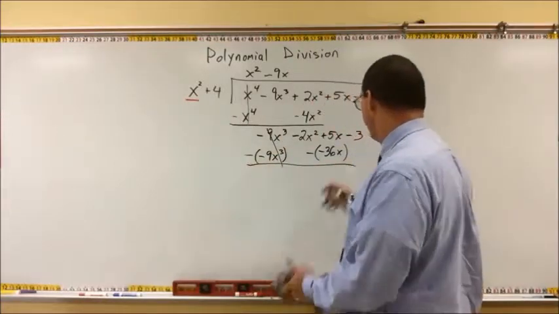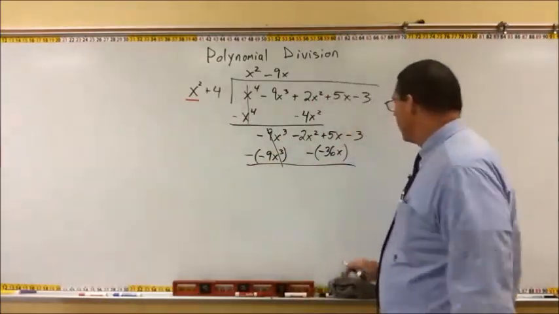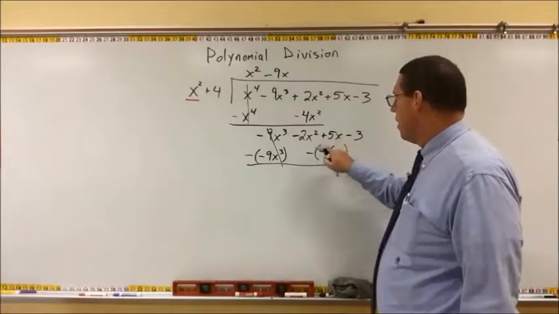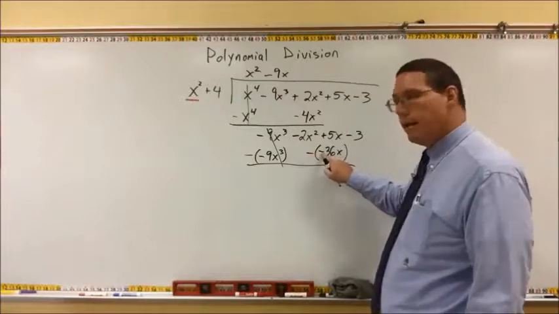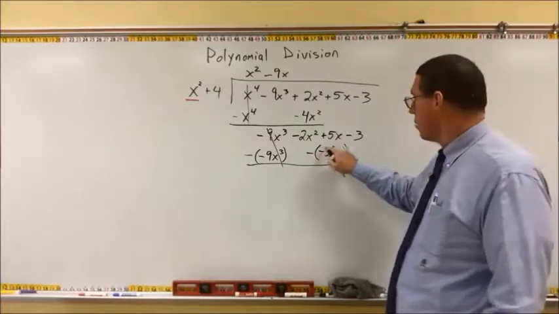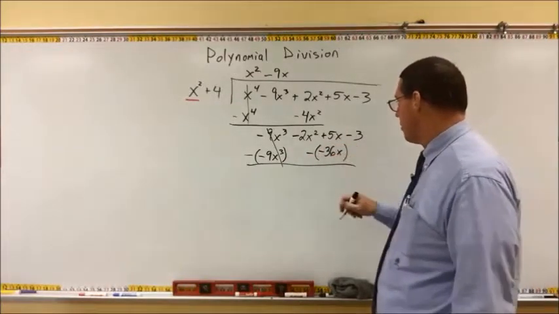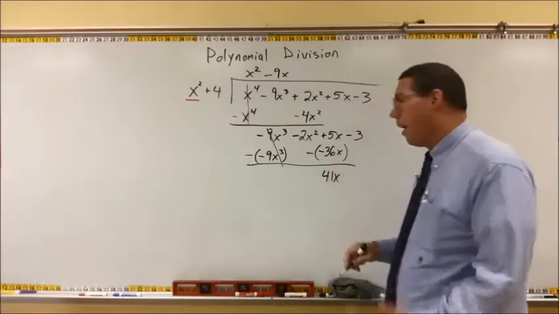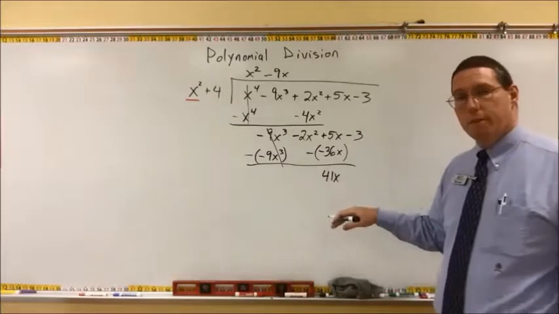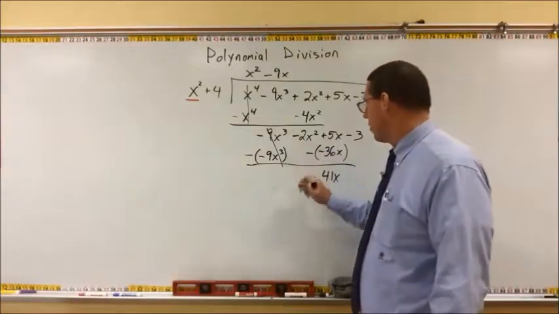Let me draw this line. And then here, it's going to be 5x minus negative 36x. Well, minus negative, again, means plus, right? So it's like 5x plus 36x, which would be 41x. Now we're going to carry down everything that we didn't use. We're going to carry this down.